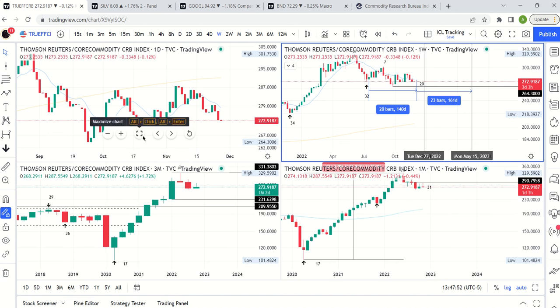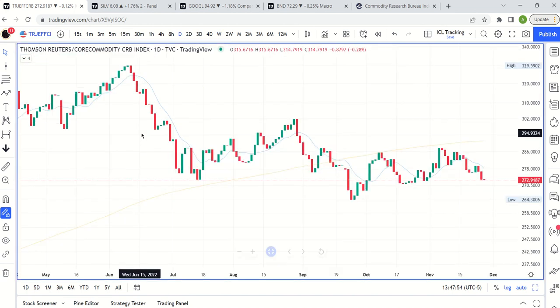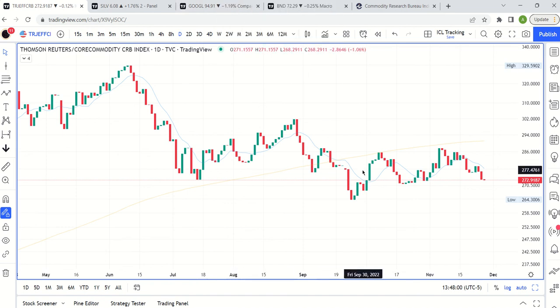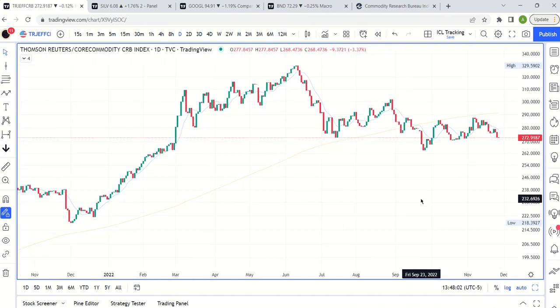Again, so we just looked at the long-term cycle, we looked at the weekly. What are we doing on the daily? And then we'll leave it at that, and we'll do a separate video to look at the ratios. And I'll certainly include a link to that video at the end of this.